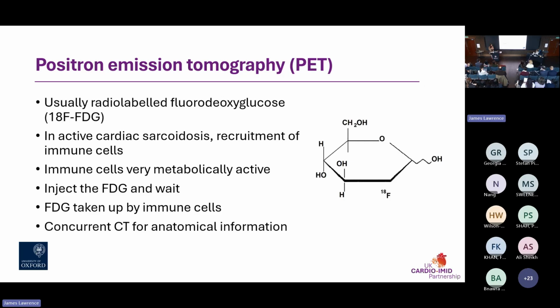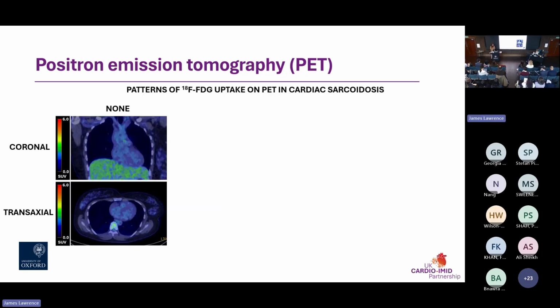You inject the FDG and wait 60 to 90 minutes. The FDG gets taken up by the immune cells. And if you do a concurrent CT or MRI, then you get anatomical information. This will give you a range of patterns. So here you can see that clearly there is no active inflammation. They could have scarring, for instance, but there is no inflammation.